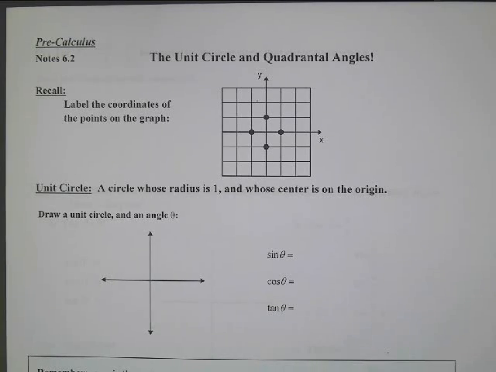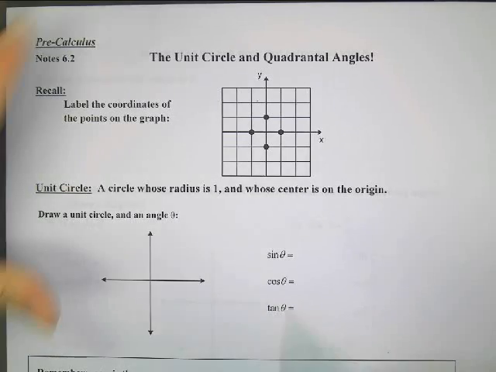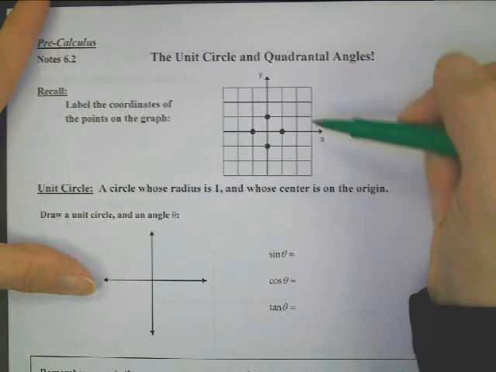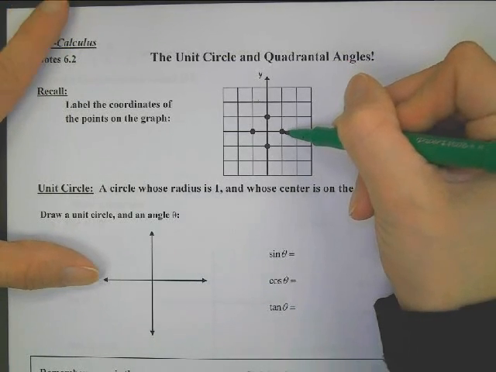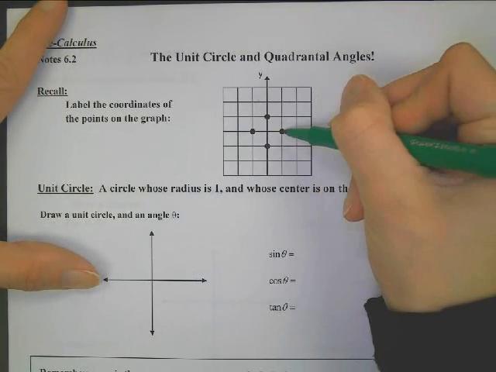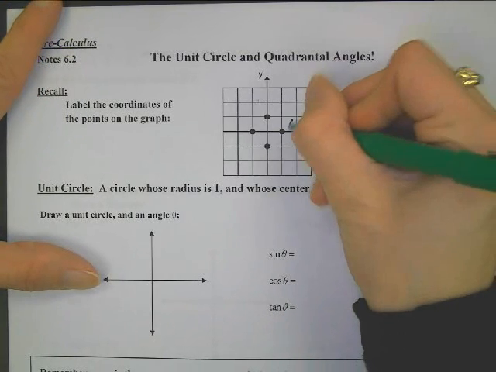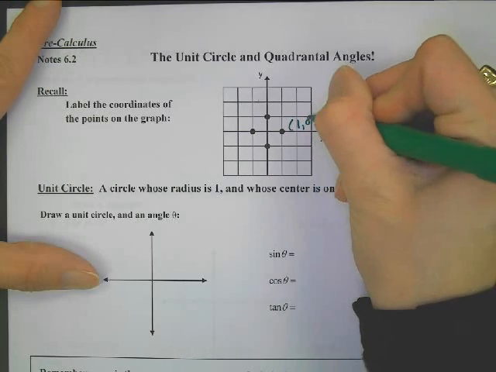Take a look at the unit circle and some quadrantal angles. Okay, the first thing I want you to do is recall your Algebra 1. If this was a piece of graph paper, on the coordinate plane, this point right here would have what kind of coordinates? 1 to the right, 0 up and down. This would have the point (1, 0).